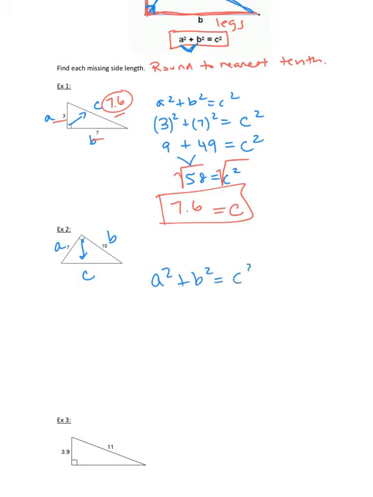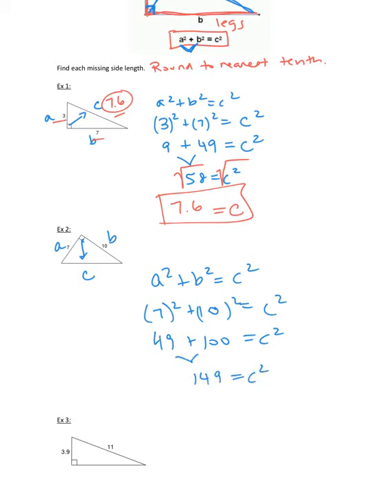You plug the numbers in. 7 squared plus 10 squared equals c squared. Now you write the answers underneath. 7 squared is 49, plus 10 squared is 100, equals c squared. You write that sum underneath.